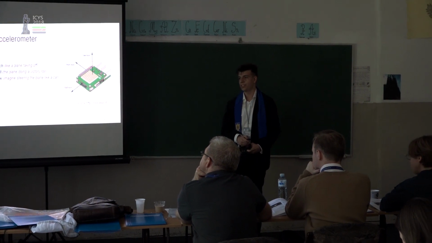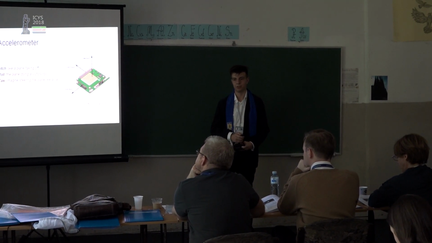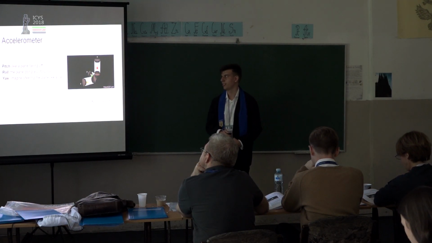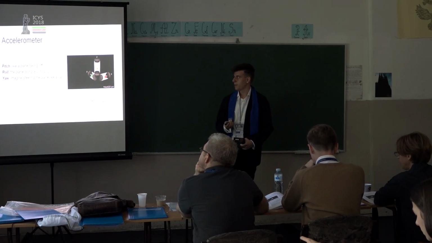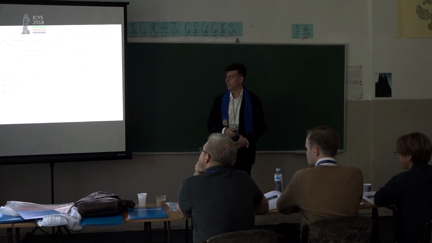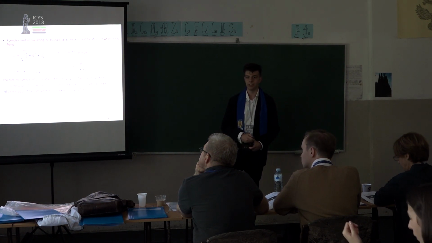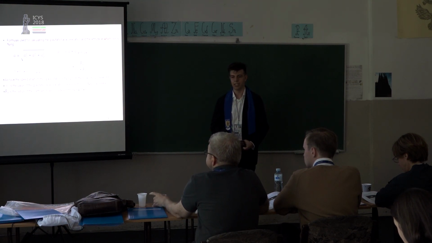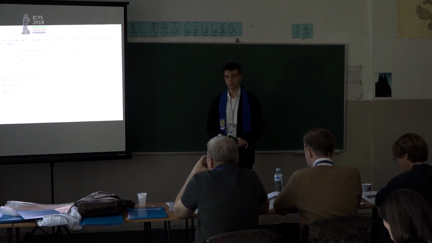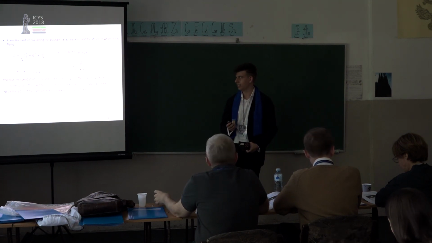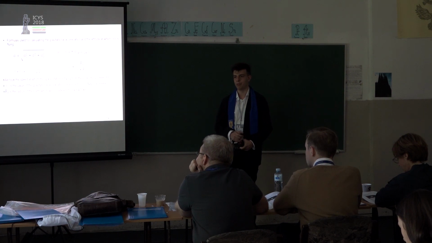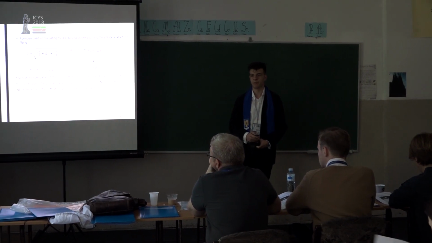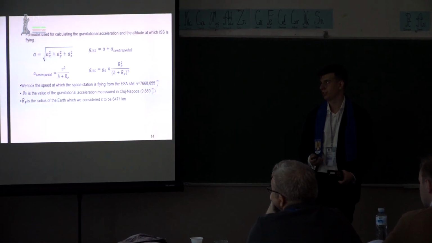The accelerometer measures the direction and the acceleration of the force which is applied, and it measures in 3 dimensions. And here is a small representation of how it works. These are the formulas used for calculating the gravitational acceleration and the altitude at which the ISS is flying. We took the speed from the ESA slide, the gravitational acceleration, which is G0, we measured with the accelerometer in Cluj-Napoca, and the radius of the Earth was considered to be 6,471 kilometers.